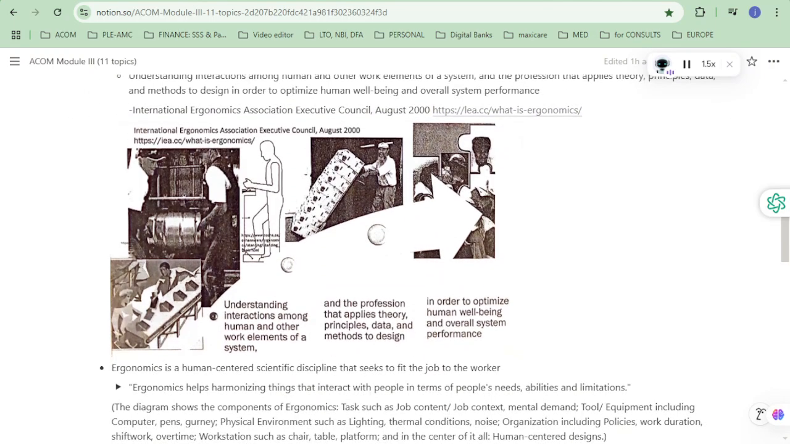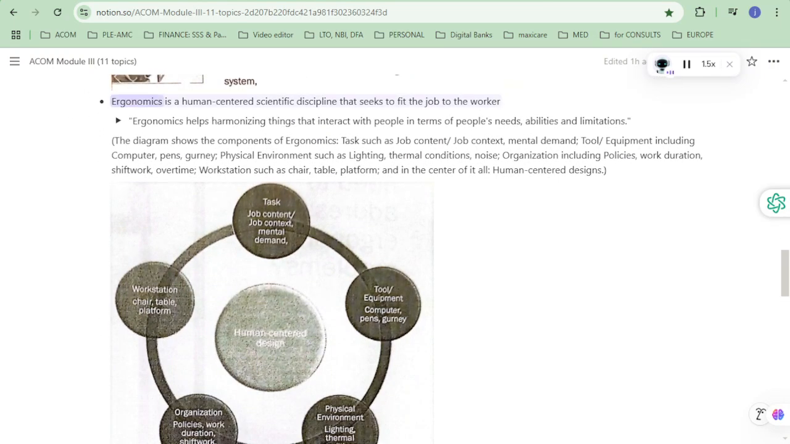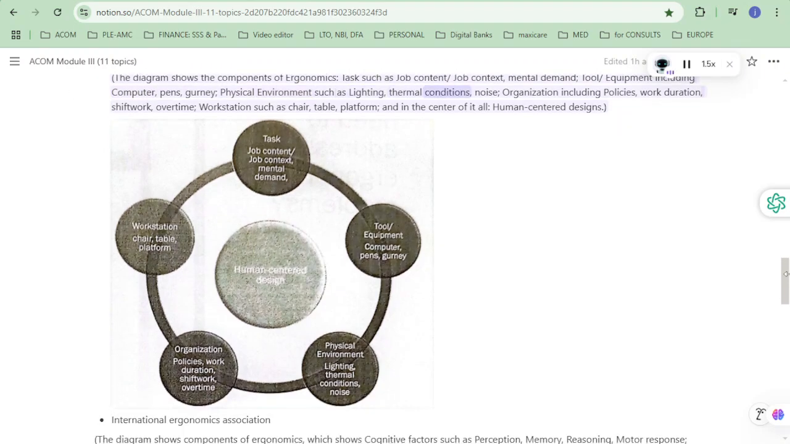Ergonomics is a human-centered scientific discipline that seeks to fit the job to the worker. Ergonomics helps harmonize things that interact with people in terms of people's needs, abilities and limitations. The diagram shows the components of ergonomics: tasks such as job content and job context, mental demand, tools and equipment including computer, pens, gurney, physical environment such as lighting, thermal conditions, noise, organization including policies, work duration, shift work, overtime, workstation such as chair, table, platform, and in the center of it all, human-centered designs.